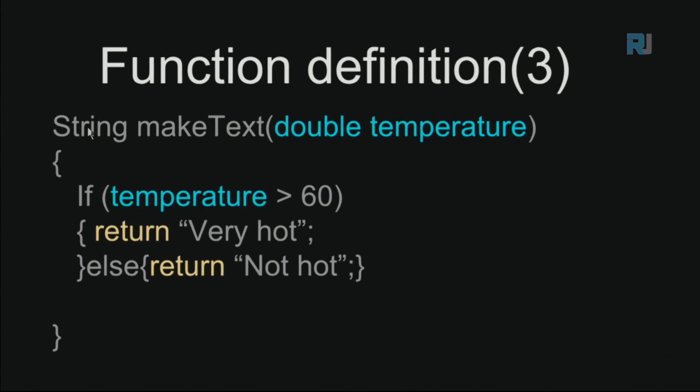This one is a type string, and the name of the function is make text. But this time it receives a double value, and whatever it receives, it will be called temperature. And here it returns something based on the value of temperature. For example, we check if temperature is bigger than 60, return this text, because this is a string, so it will return this text. Very hot, else, which means if it's not bigger than 60, equal or smaller, we will return the text not hot.